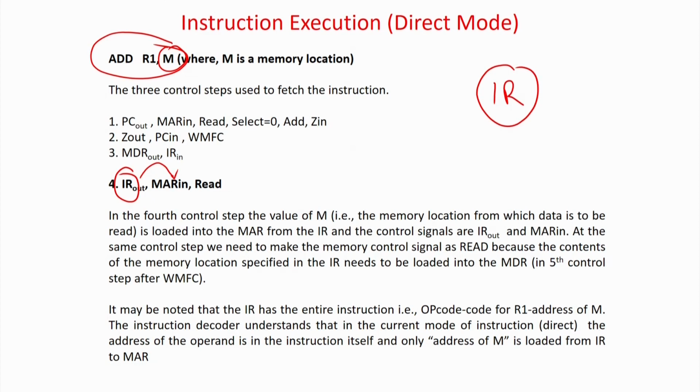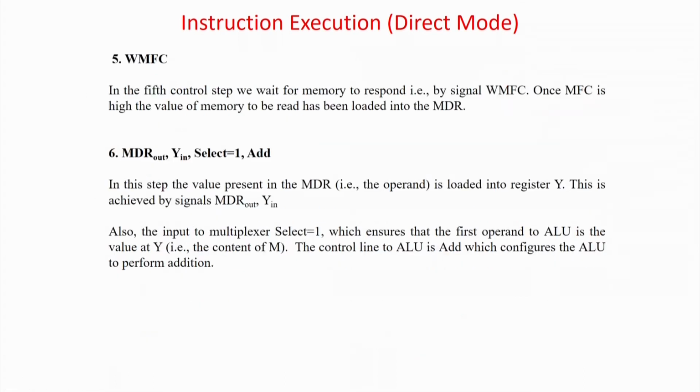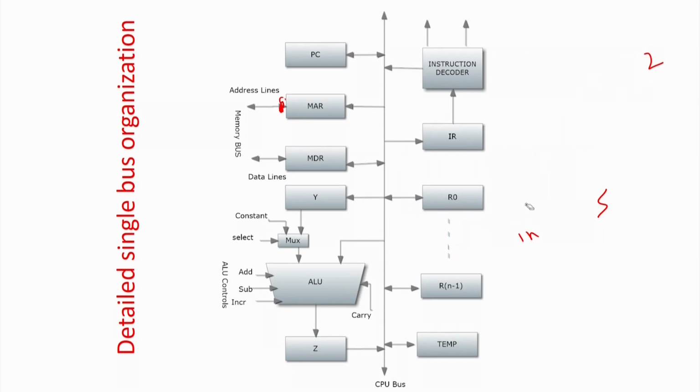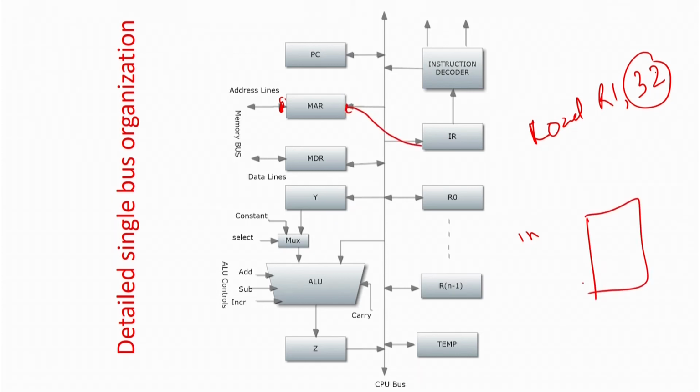In this 4th stage, you are going to take the value of M and dump it into the memory address register, so that you can read the value of the operand. If you look at it in the bus architecture, in the 4th stage the instruction is, say, add or load R1 with memory location 32. So this 32 I am taking from the instruction register by IR out and putting into the memory address register, so that the value at memory location 32 will come as an operand and go to register R1 or wherever you want to dump it. That is, you want to read this value.